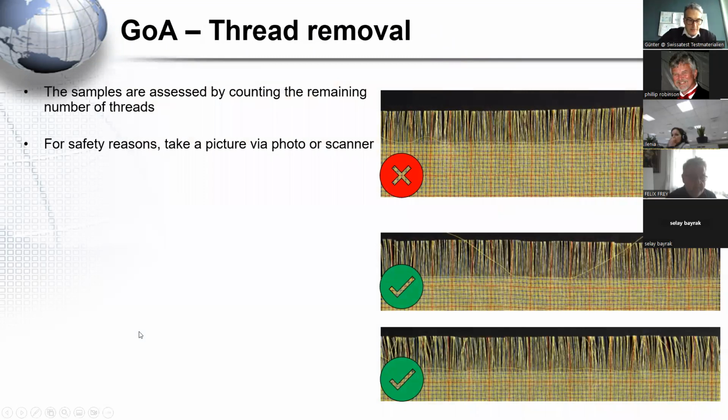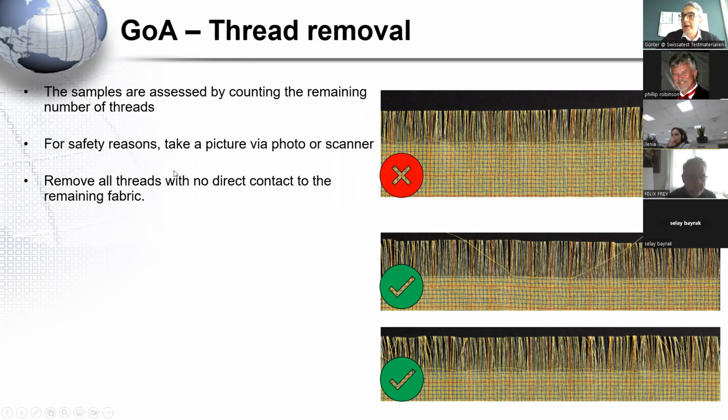Good. When the samples are dry, you have to remove the threads which don't have any direct contact to the swatch, and samples are assessed by counting the remaining number of threads. For safety reasons, especially at the beginning, please take a picture with your smartphone, or you can also put it on the scanner. It will help when you do it the first time or the first couple of times, to make sure that you can have a look also later on.